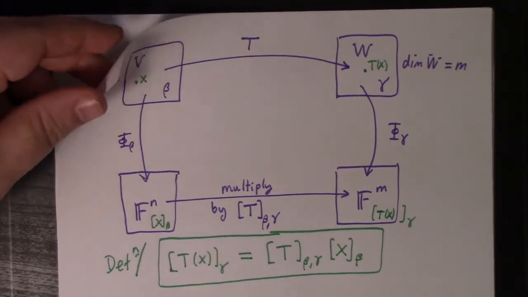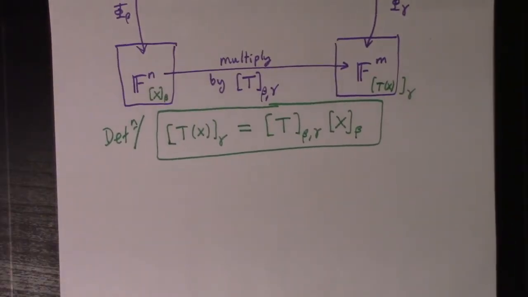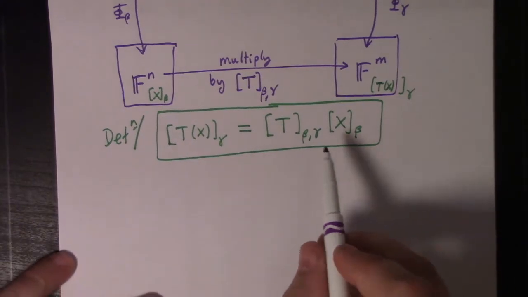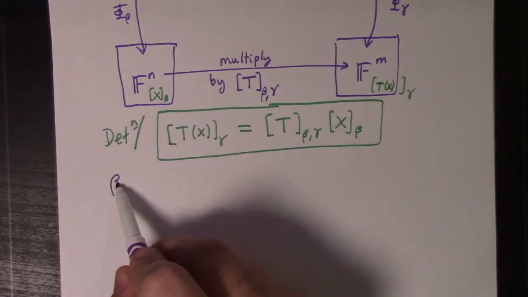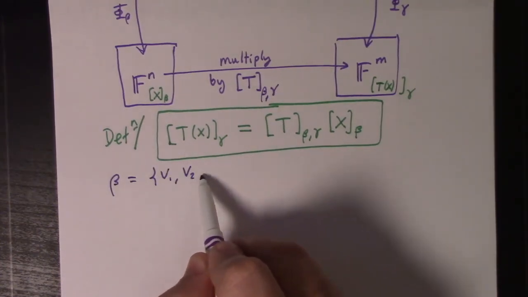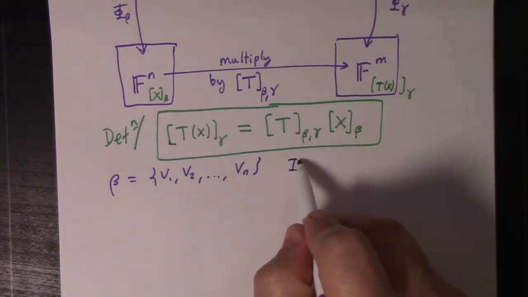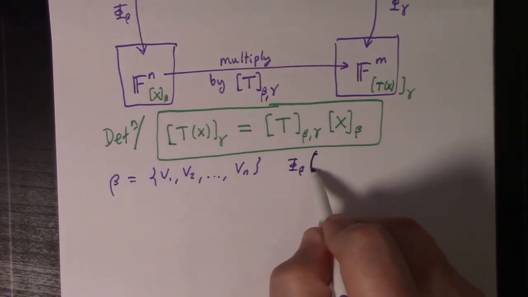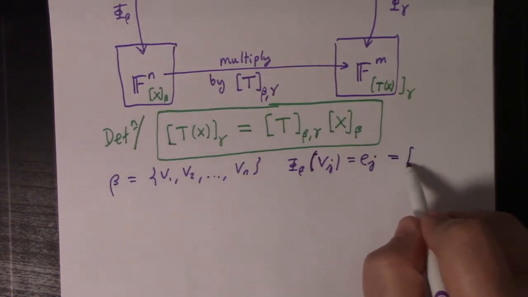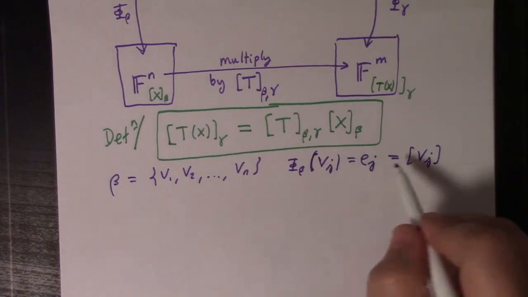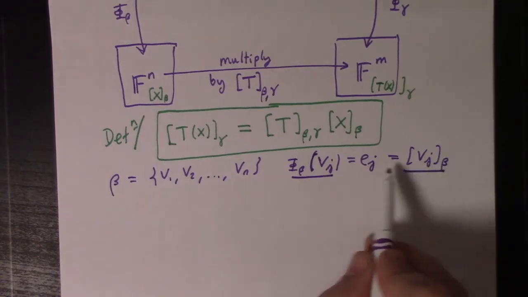Let's just think about how that goes. All right. So what happens if we say beta is v1, v2, dot, dot, dot, vn, right? Then, of course, we have that phi beta of vj is equal to ej, all right? In other words, the coordinate vector of vj with respect to the beta basis, again, this and this are the same thing, different notation, okay?